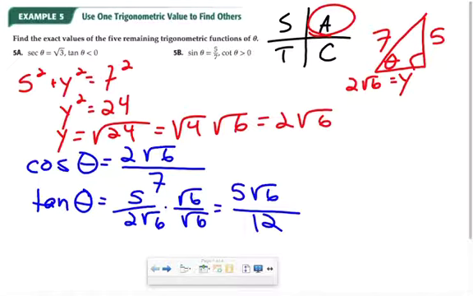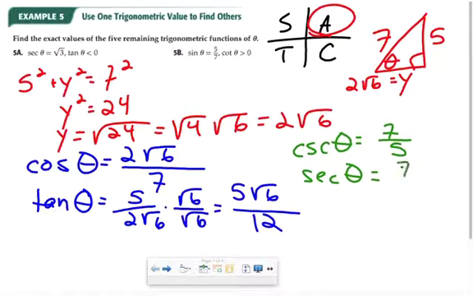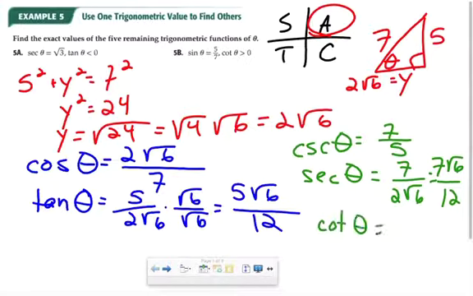Cosecant is the reciprocal of sine, so that's 7/5. Secant is the reciprocal of the cosine, so that's 7 over 2 radical 6, and when I rationalize that denominator, I get 7 radical 6 over 12. And then finally, the cotangent is the reciprocal of the tangent, but again, I'm going to take the reciprocal of the easiest fraction possible, which would be this one. So that's 2 radical 6 over 5.